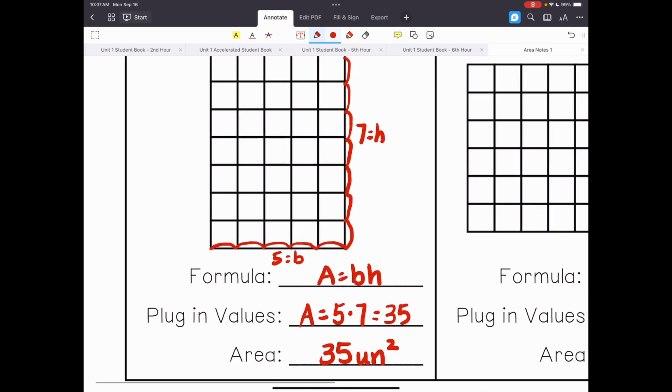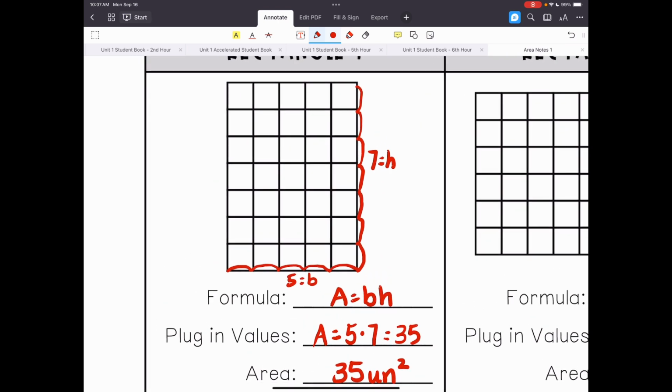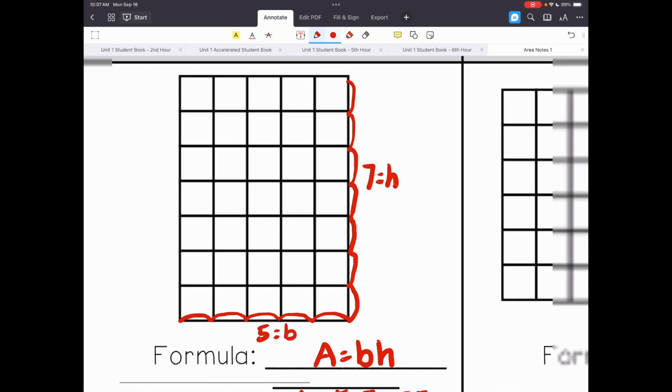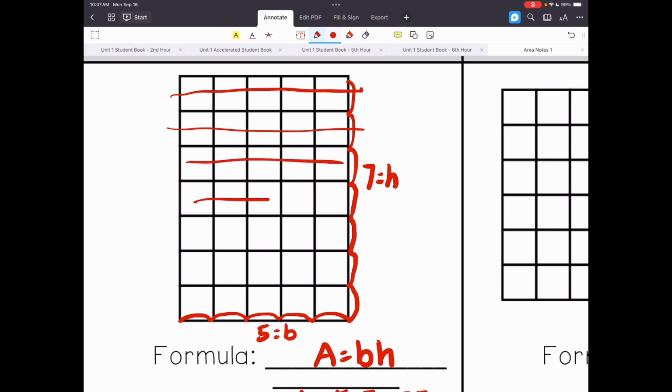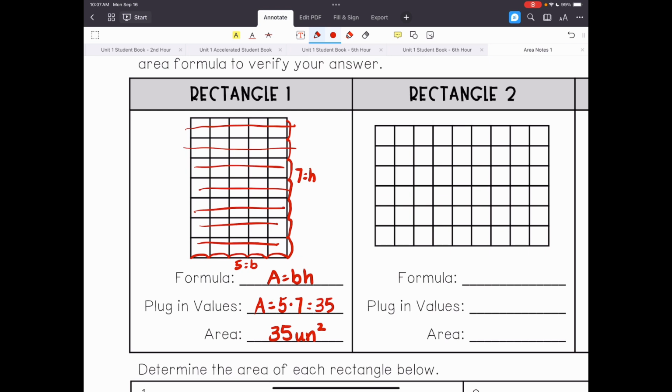Now double checking my answer would definitely involve me counting, but there's an easier way to count something like this. We're used to counting by 5s. So here we've got 5 across. So 5, 10, 15, 20, 25, 30, 35. So that's an easier way to count the square units, just counting by a number. If it's 5s, 2s, if you can count by 3s, 4s, all of those. But that's just a quicker way to do the counting.